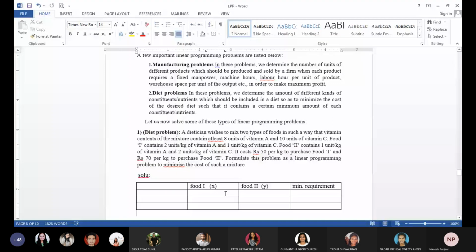Where we will have 4 columns. In the first column we will write down the ingredients. Ingredients means which vitamin is in it. In the second column we will write down food 1. In the third column food 2. And in the fourth column the minimum requirement. Okay, minimum requirement in the fourth column. Why minimum? Because the word at least is given in the question. Okay, the word at least is given.